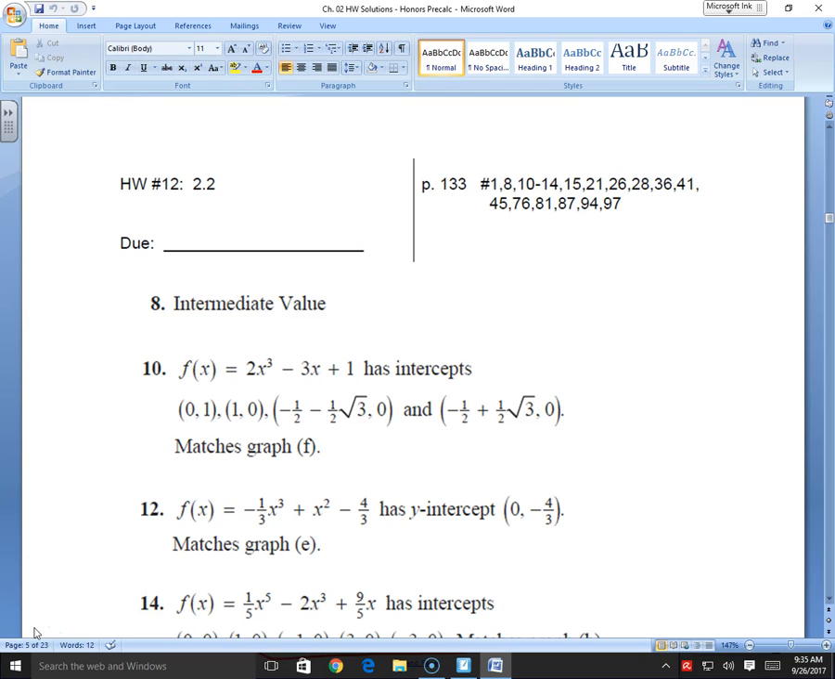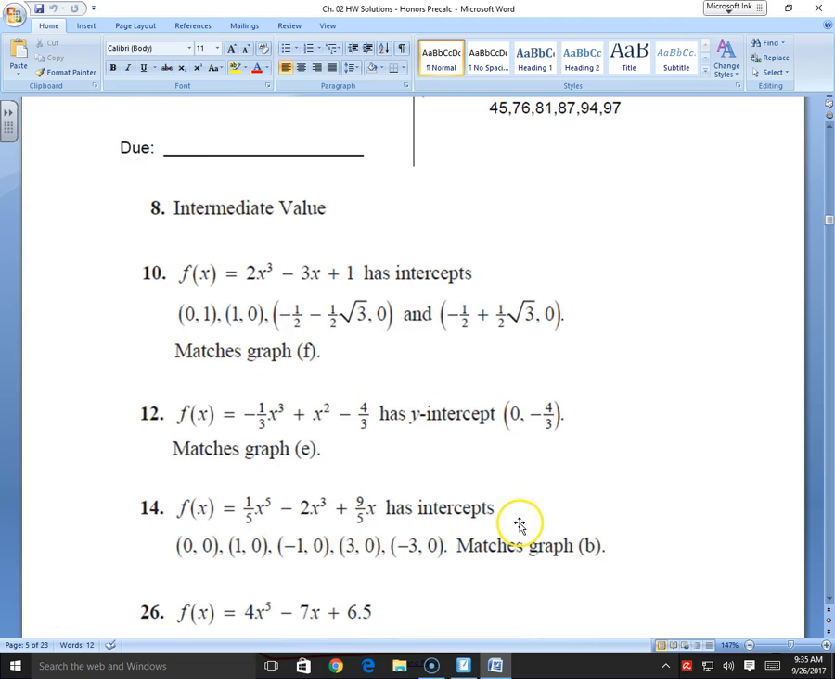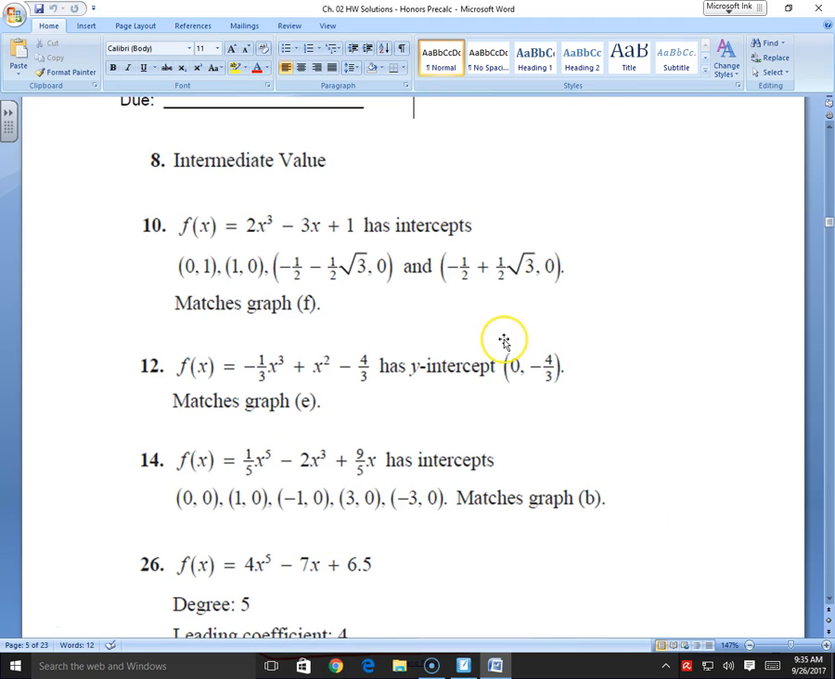Keep checking. Number 8, intermediate value pair. Number 10 should be F. Number 12 should be E. Number 14 should be B. 10 F, 12 E, 14 B.